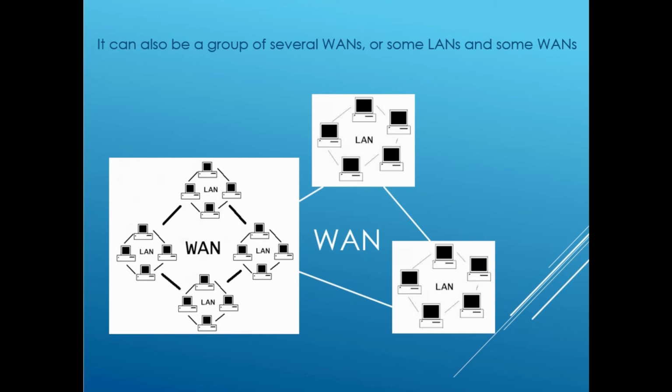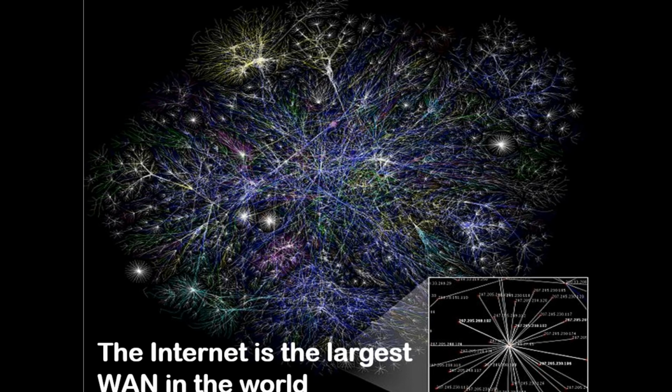the organization wants. And I always like this image because I think it's the largest WAN in the world. It's an artist's impression of what the internet looks like. And this was a few years ago, and they probably have it even more complex now.